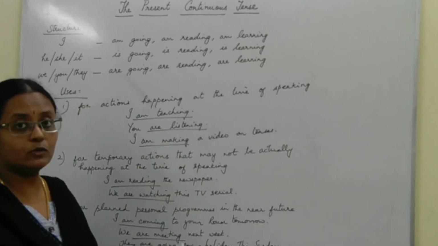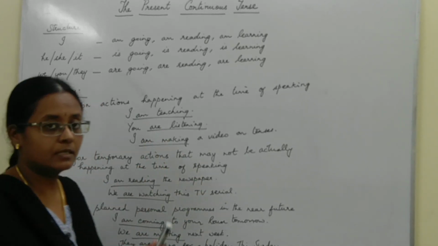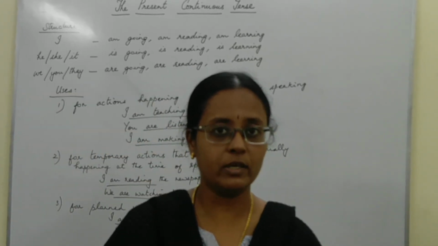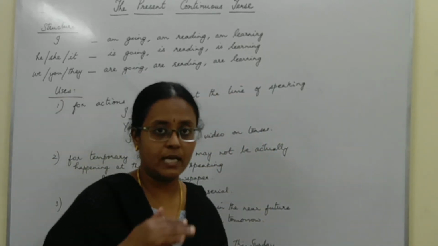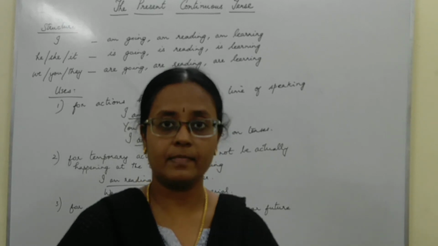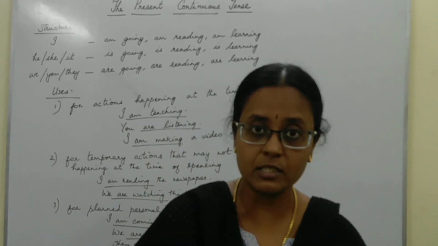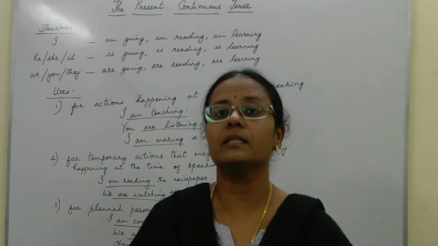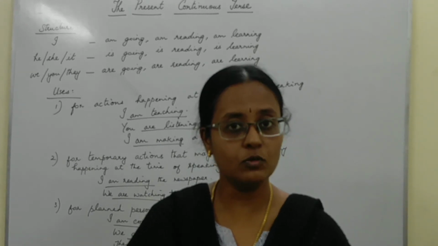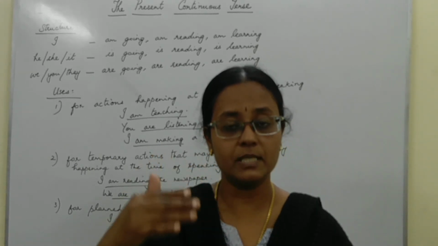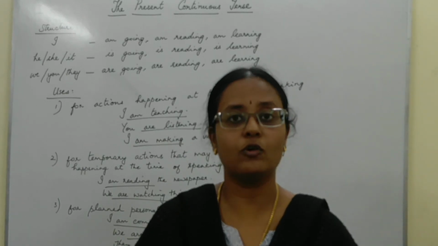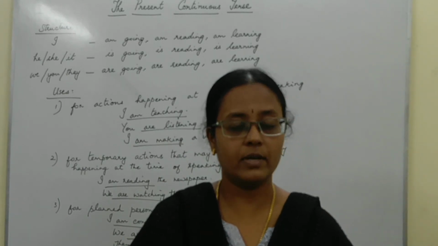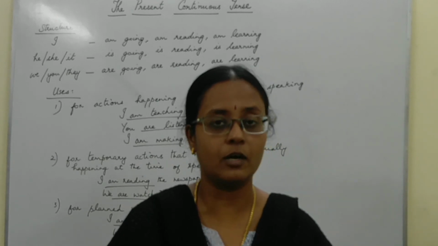So these are the general uses of the present continuous tense. Let's have a quick recap. The first use is for actions which are happening at the time of speaking. The second is for temporary actions which may not be actually happening at the time of speaking. The third use is for planned personal programs in the near future. And the last one is for obstinate habits. Right? I hope this is clear now.